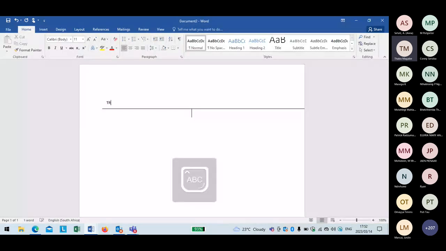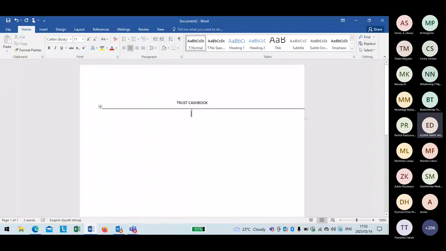And how are we going to record on the trust cash book? Sir, can I interrupt you quickly? When you type trust cash book, would it be easy for us to type the trust cash book in terms of section 82A? So then we understand more the different cash books, the different bank accounts that we're going to be dealing with. So if we know that the first one is required as per section 86.2, would that be in order?